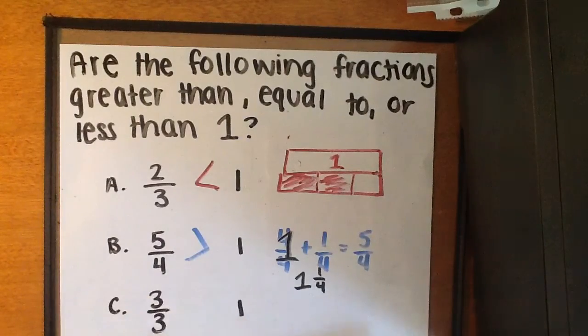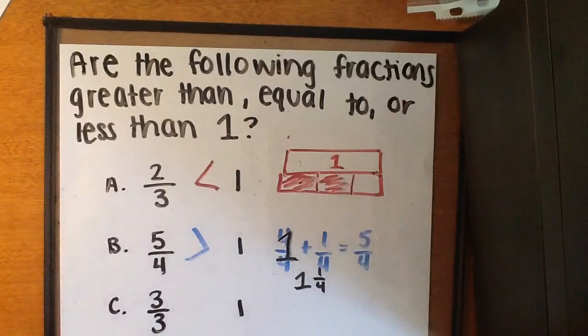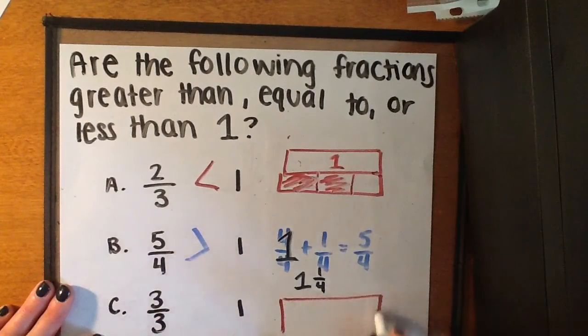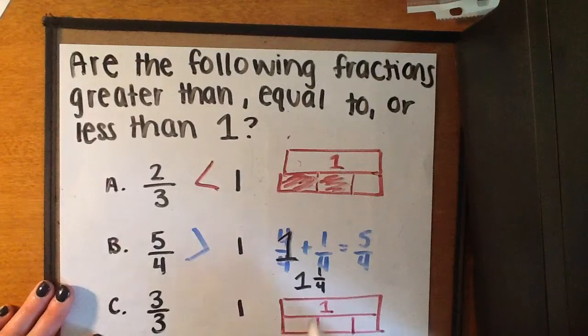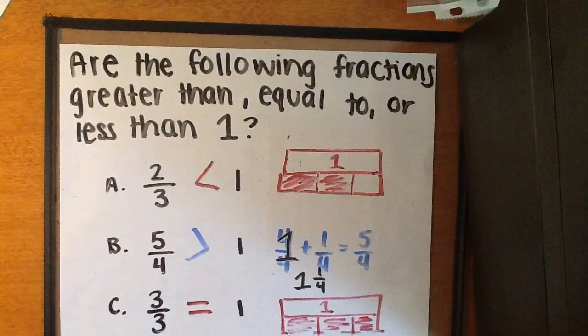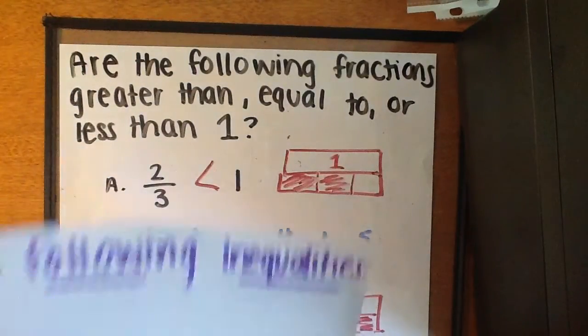So let's look at the next one, the last one. 3/3 in comparison to 1 whole. Well, if I want to draw a quick picture to show, here's 1 whole and here's 3/3. I have 3 parts and I have to color in all 3 parts. So I can see that 3/3 equals 1 whole. Let's do a couple other examples just to feel a little bit better with this.